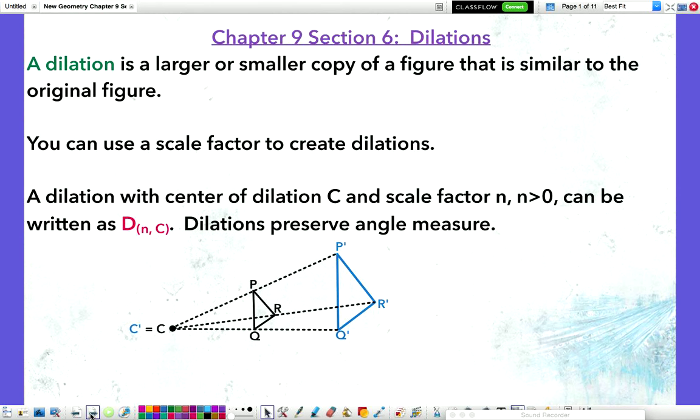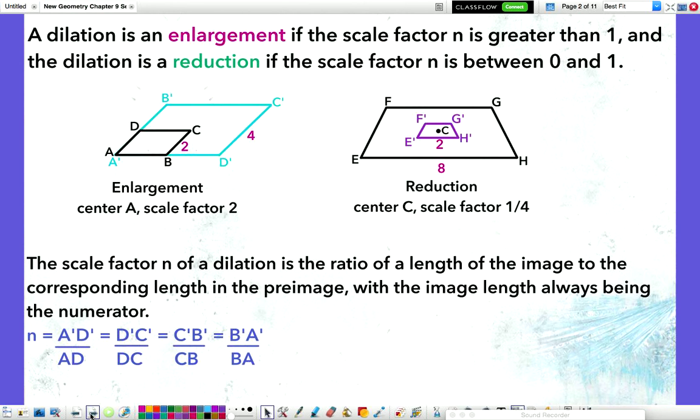You know to stop or pause this at any time that you need to. A dilation is an enlargement if the scale factor n is greater than 1. So your shape's going to get bigger if it's greater than 1. A dilation is a reduction if the scale factor is between 0 and 1, hence a fraction or a decimal. We set it up as a scale factor just like we would when we set up scale factors for anything else.